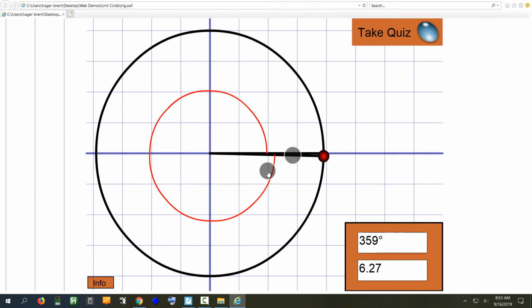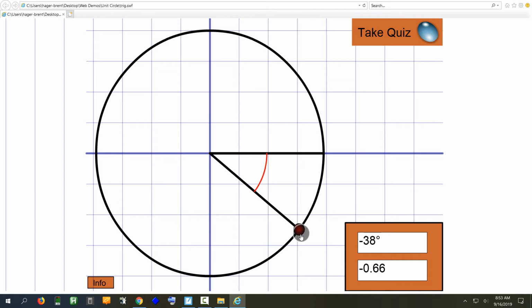So as we go around, we go 360. Oops. Then we go more than 360. That's fine. You just get an angle that's bigger than 360, more than one revolution. All right, we go back the other way. Okay, going clockwise, now we get a negative angle.